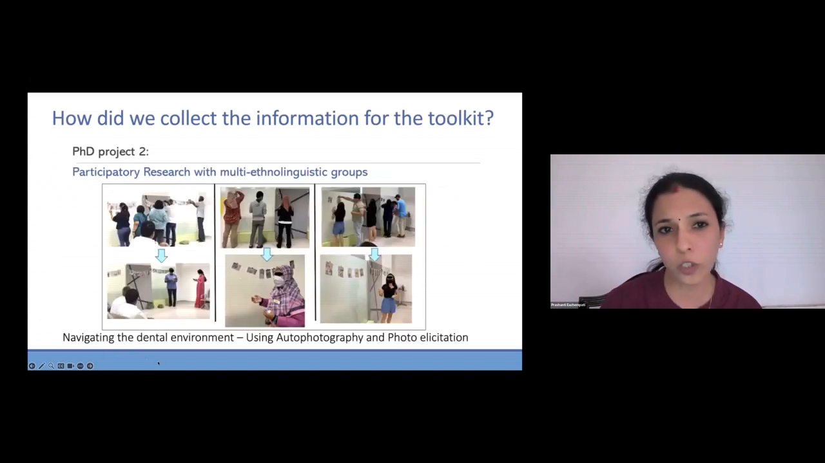Moving on to the second project which we conducted, it is a participatory research with the multi-ethno-linguistic groups. So in this project, we had the Indian, Malay, and the Chinese who are the predominant ethnic groups in Malaysia. And what we did was to engage these participants by asking them to navigate in the dental environment, clicking photographs of what they perceived as uncertainty in the dental environment.